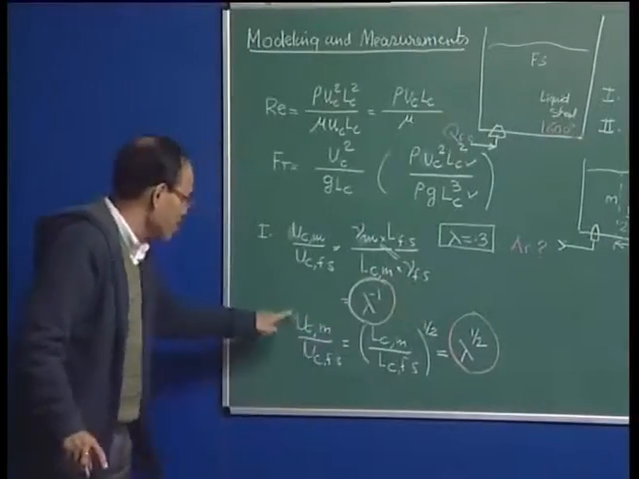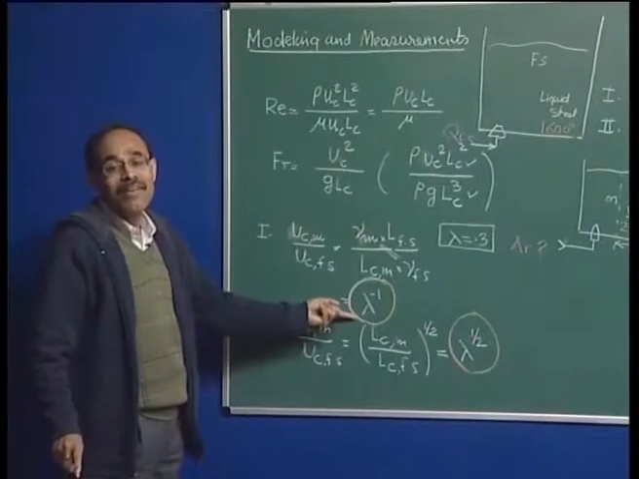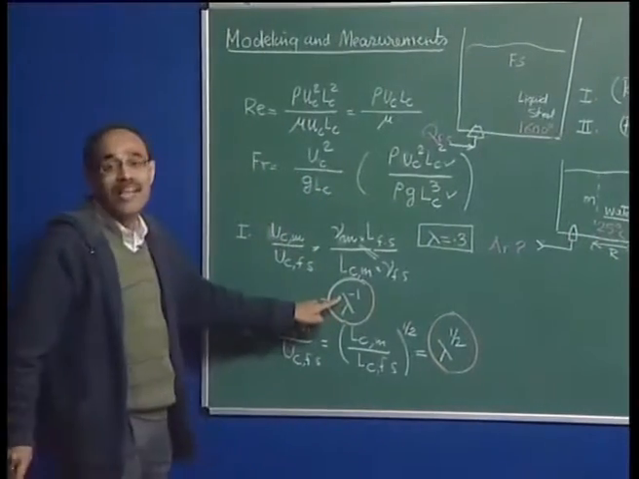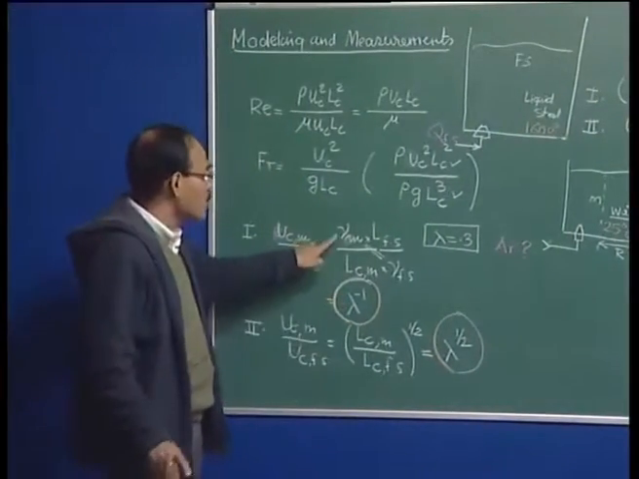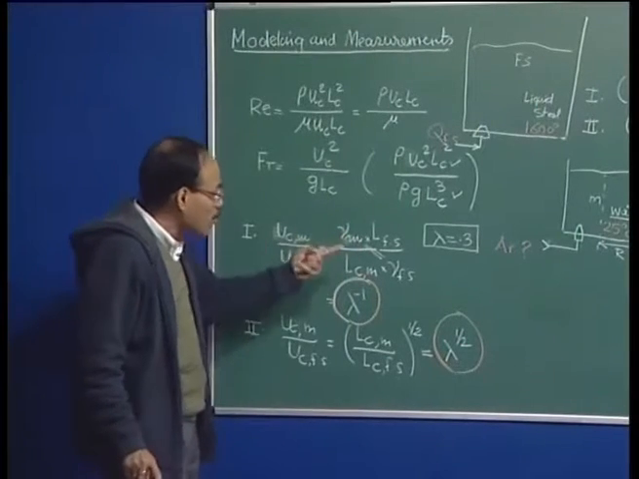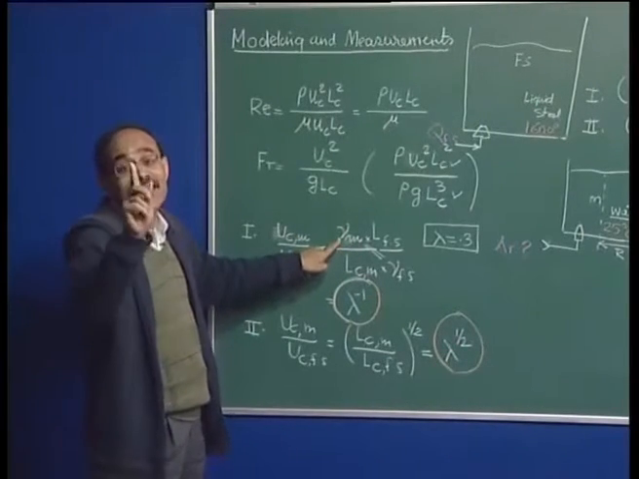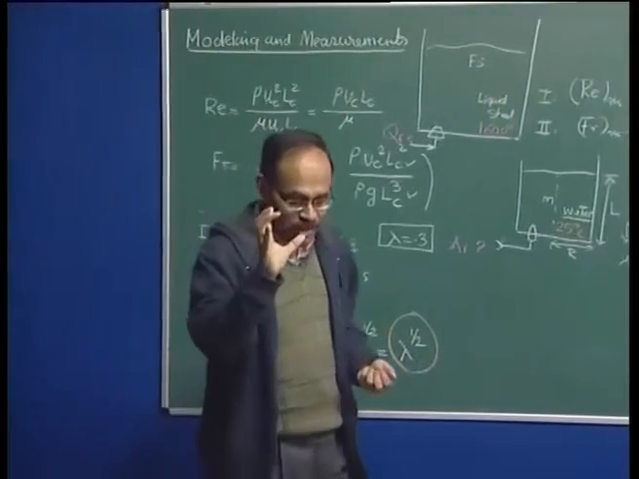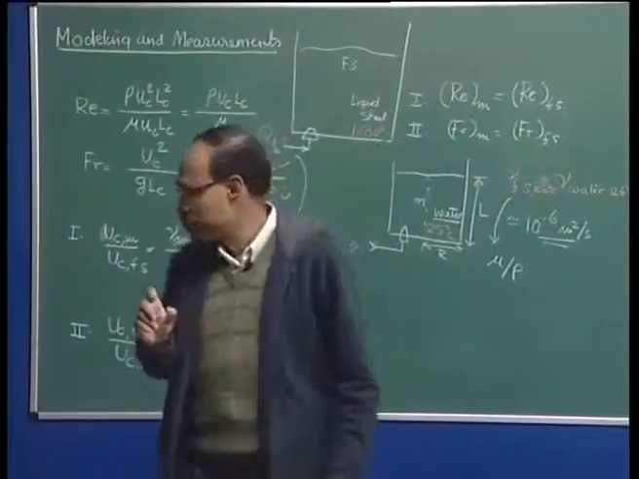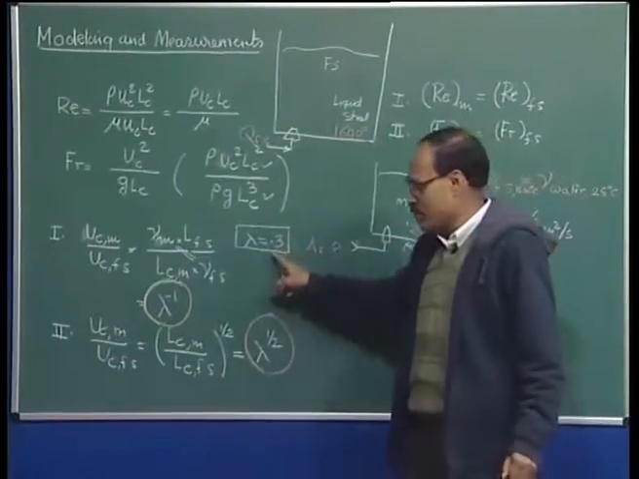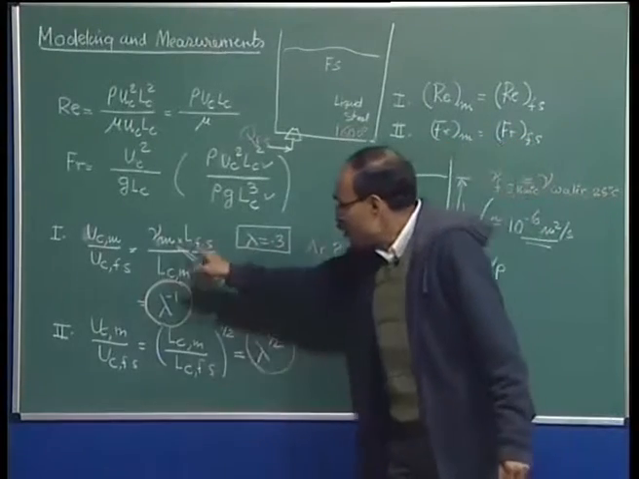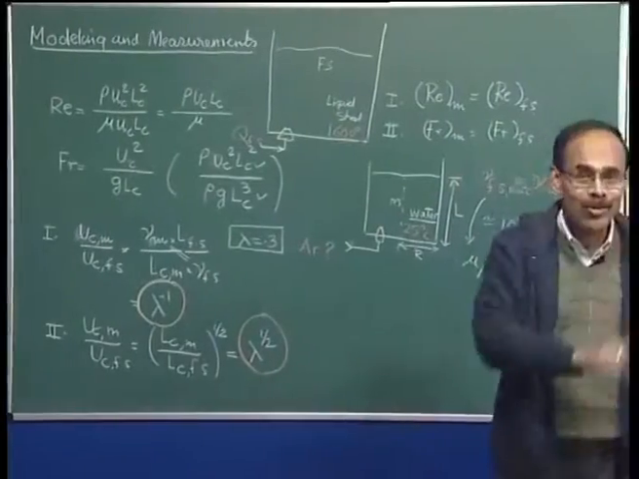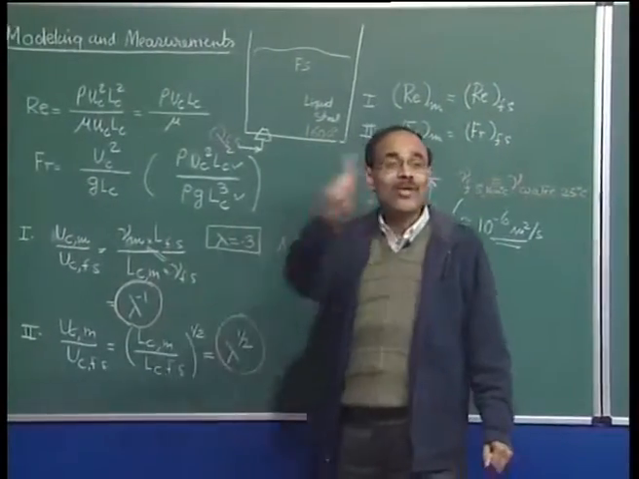We cannot meet them. They are one and the same equation, but giving us a different functional relationship. Therefore, we will not be able to maintain these two equalities simultaneously when we use a fluid whose kinematic viscosity is identical to the kinematic viscosity of the full scale system. So, we make a very important deduction at this stage. In reduced scale modeling, both these conditions can be respected only for one single value of lambda, and that lambda is equal to unity.